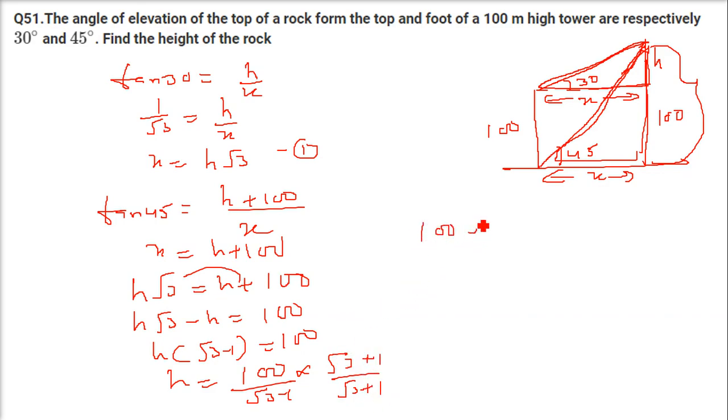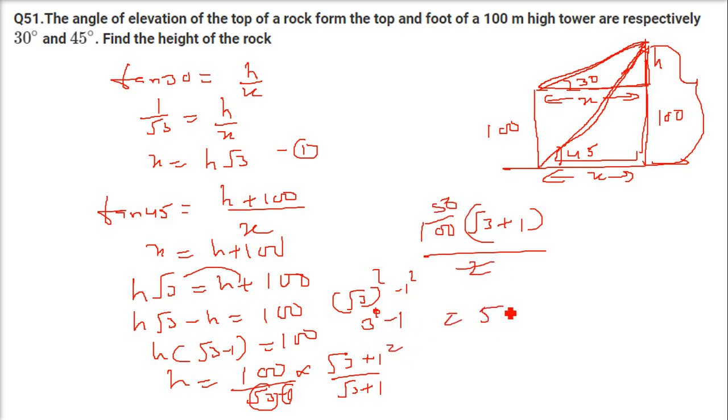So what do we get? This is 100 (root 3 plus 1). And in the denominator, this is (a plus b)(a minus b): root 3 whole square minus 1 square. Root 3 whole square is 3, so 3 minus 1, that is 2. So 2 into 100 is 50. So what do we get? 50 (root 3 plus 1). This is the answer.